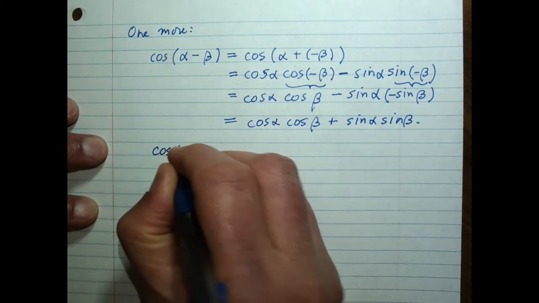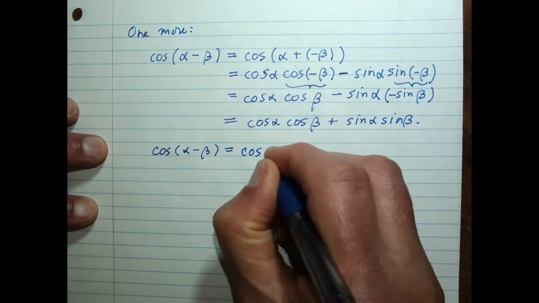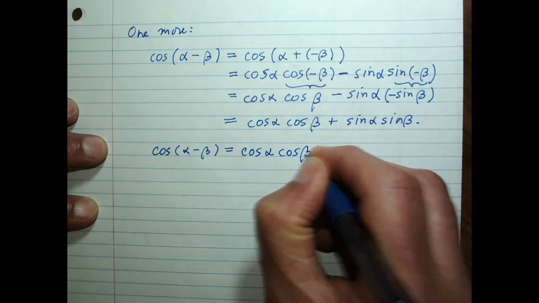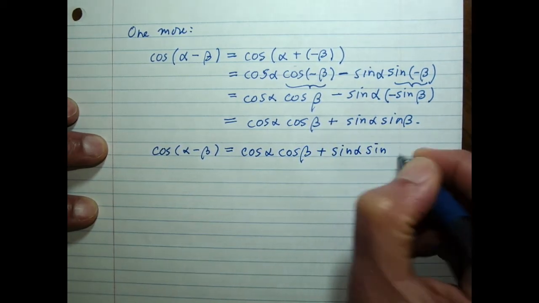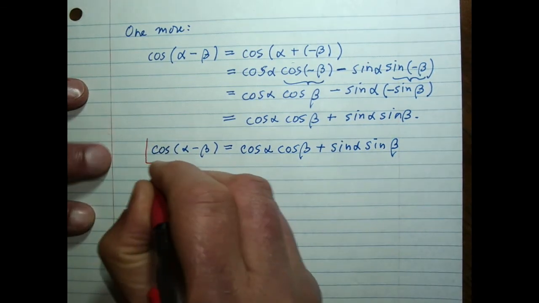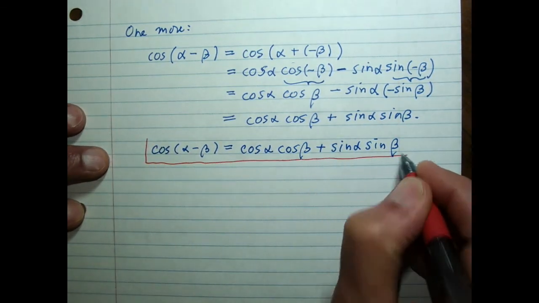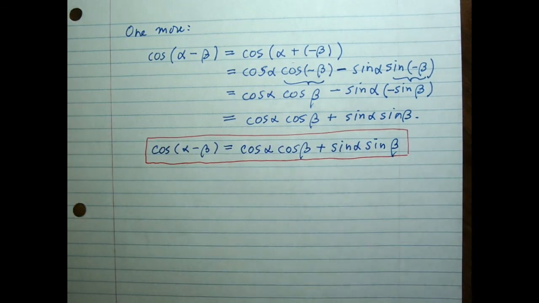So to sum up, cosine of alpha minus beta is cosine alpha cosine beta plus sine alpha sine beta. Very similar to cosine of the sum. This is our fourth, the last of the four major sum and difference identities dealing with sine and cosine. So we're going to stop this video and we're going to actually do some problems now in the next segment.